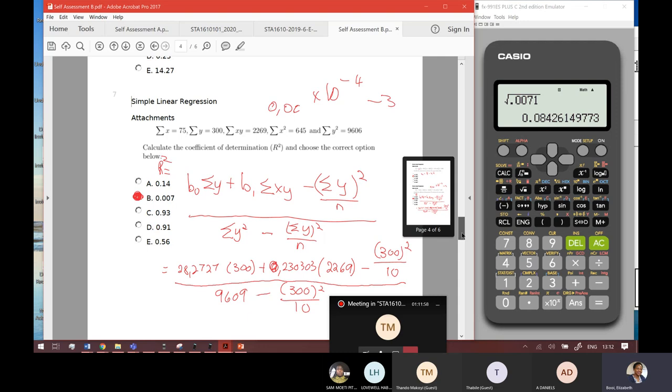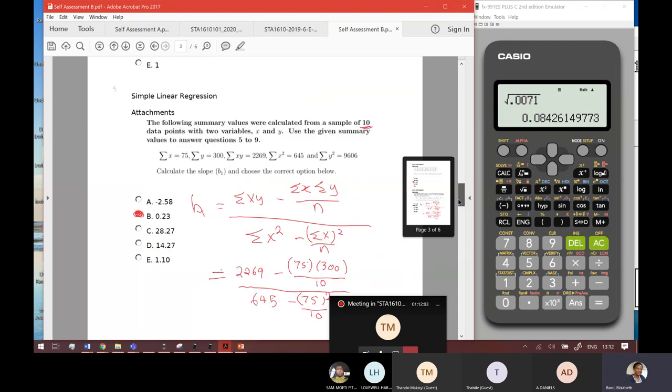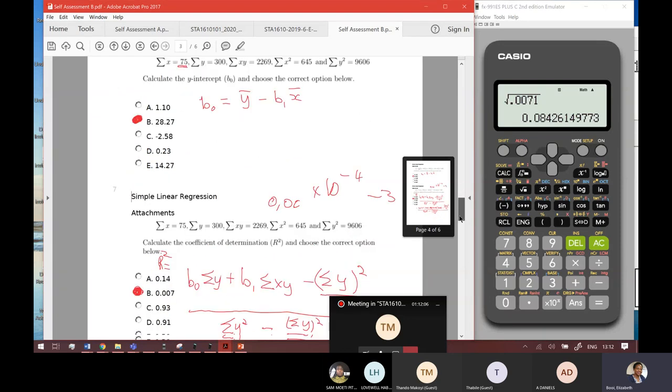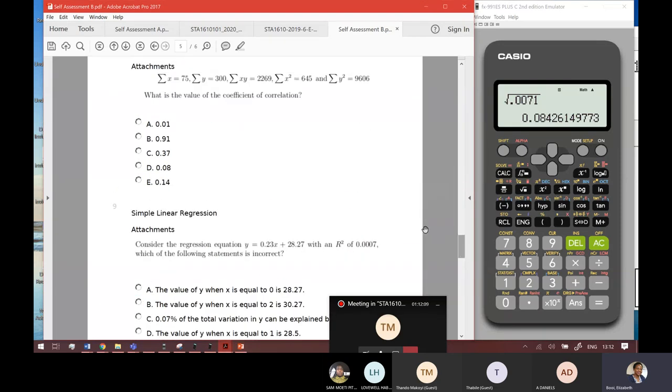You will need to go to the slope, which is B1, and check. The slope was positive, so it's fine. Therefore, the answer you will get there will be positive, and the answer is 0.08. So just to make sure that you know where the sign is after you take the square root, go to the slope and see what the value of the slope is.